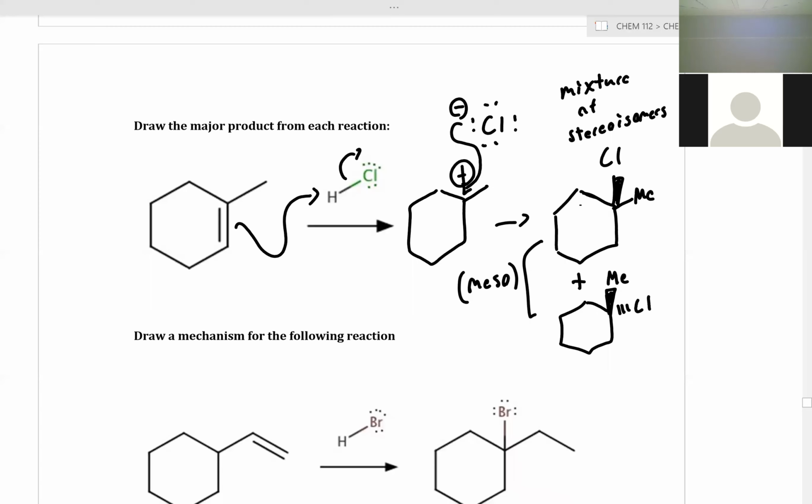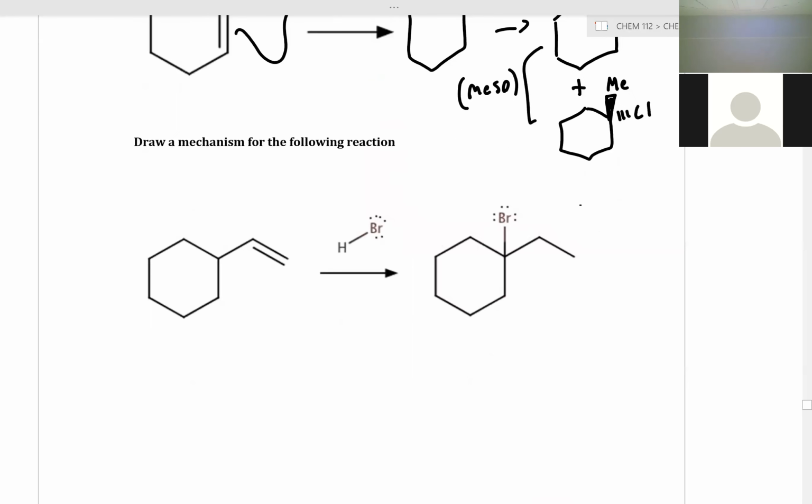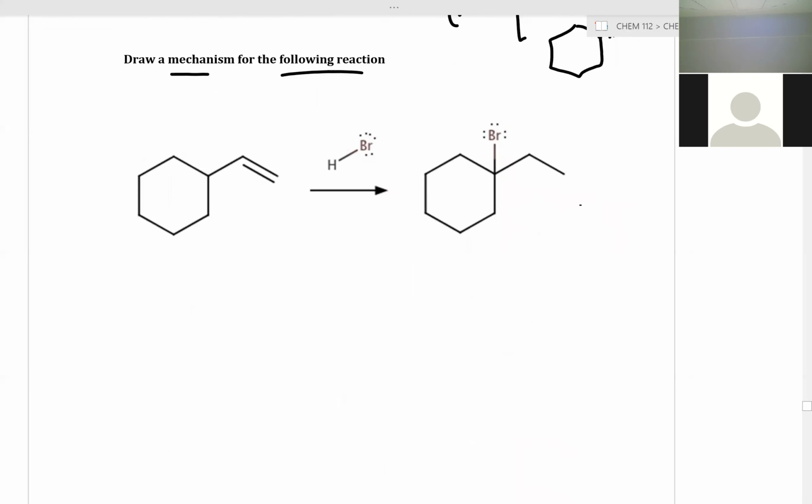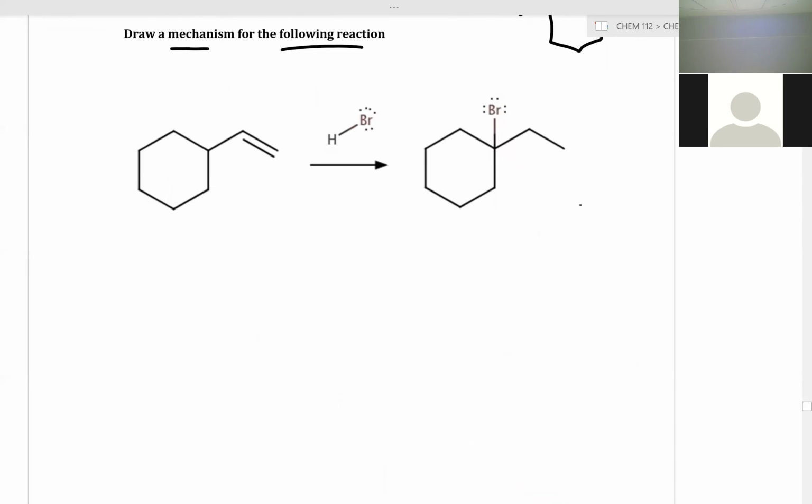Okay, let's now try to tackle a very interesting case. Hint, think about shifts that may occur, and I'd like you to draw a mechanism for the following reaction. No, it's not a typo. The bromine does end up on that carbon. So let's give this a few minutes. Let's spend about 3 to 4 minutes. You're welcome to break out the annotate feature and try drawing a mechanism for this reaction, and then we'll discuss in a few minutes.